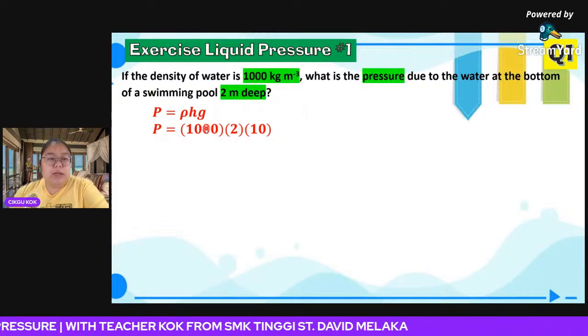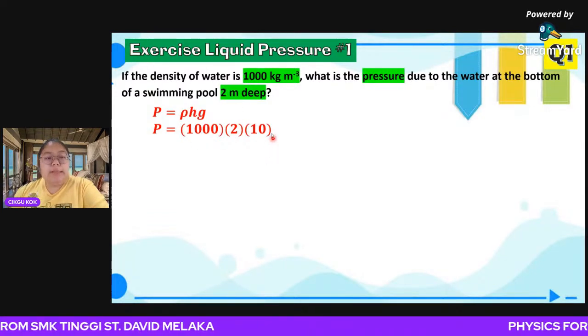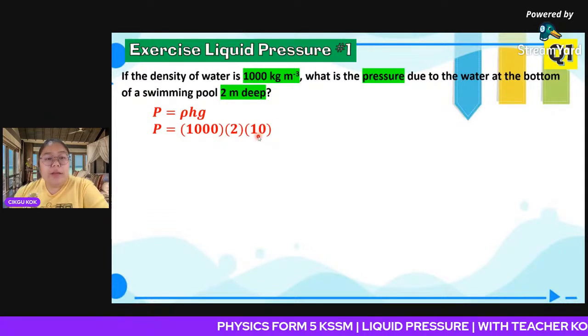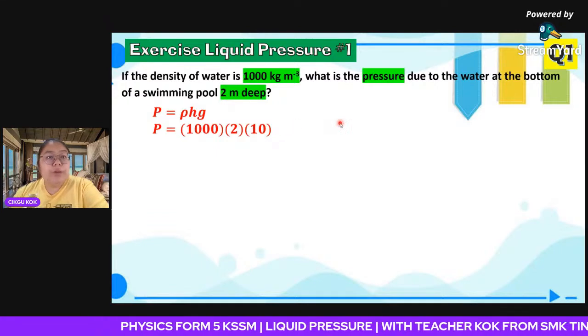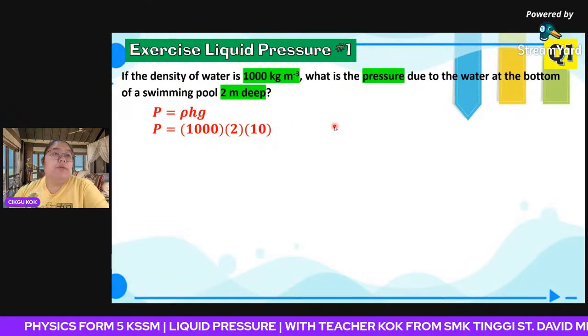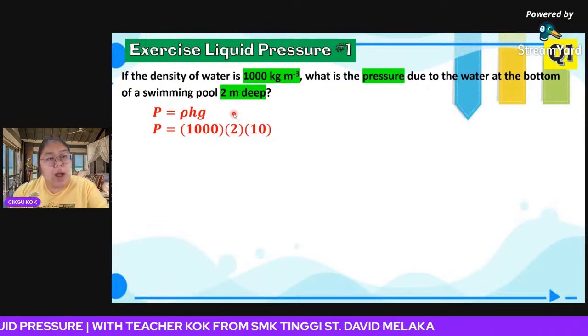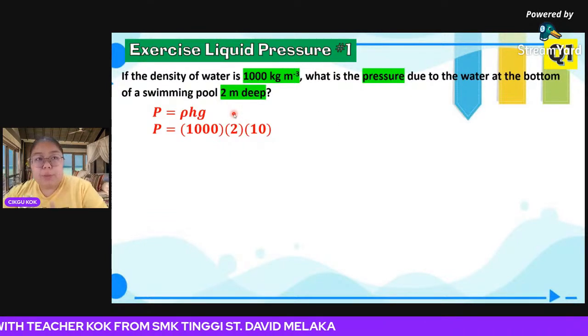So from here, rho is 1,000, then the depth is 2 meters. Then we know, if the question never mentioned how much gravitational acceleration is, we just take 10. If they mention 9.81, then we need to use that. So from here, students, you can type here to show me your answer for question number 1.